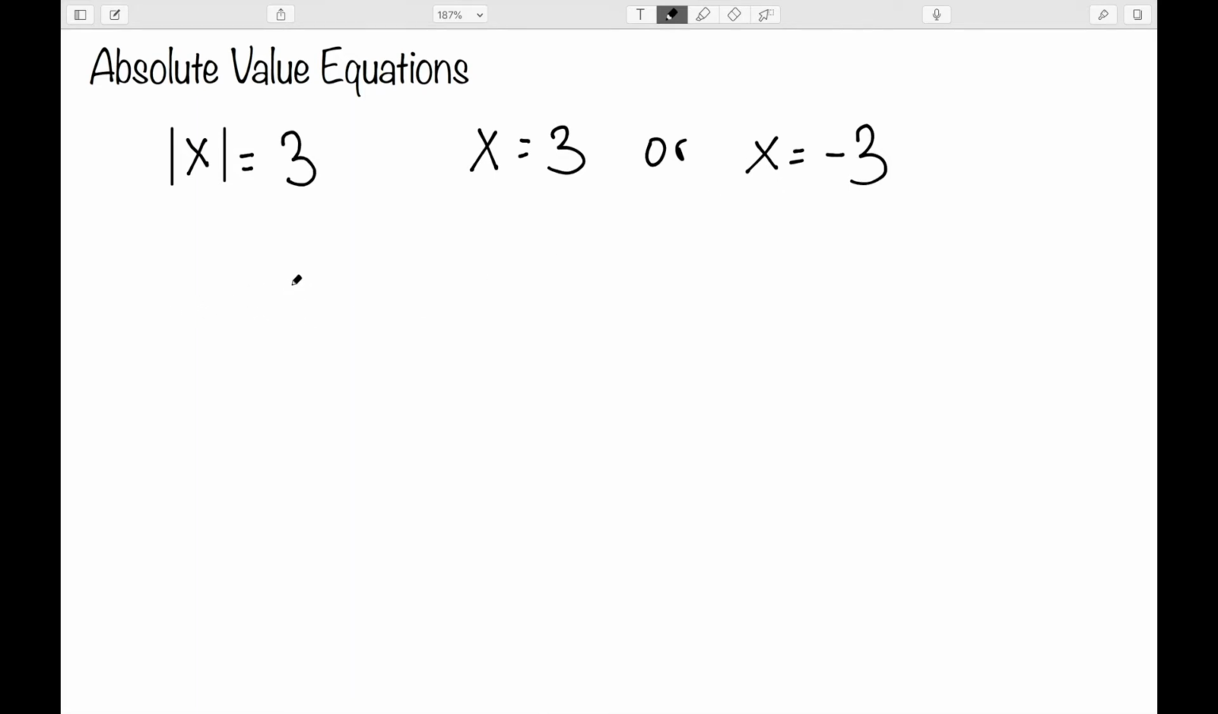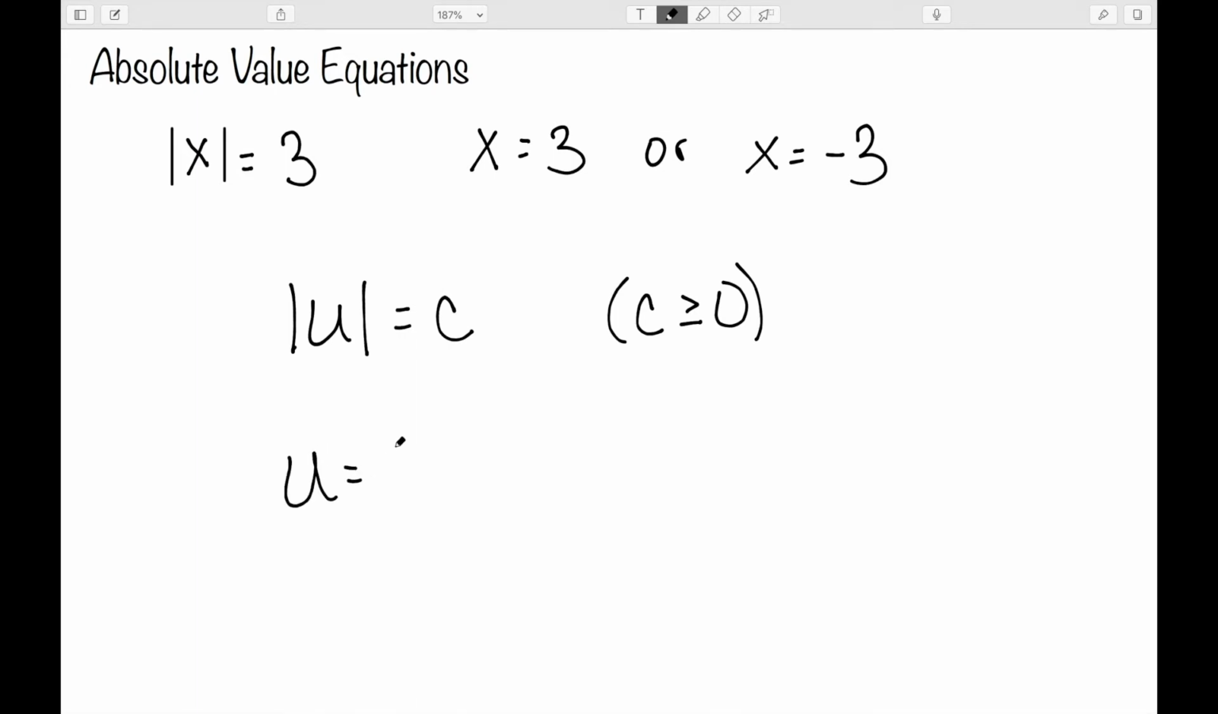In general, if we have the absolute value of some expression u is equal to c, where c has to be greater than or equal to 0, then what we know is that u is equal to plus or minus c, since the absolute value of c is equal to c and the absolute value of -c is equal to c. So we do actually have to set up two equations and solve them. So let's look at some examples.